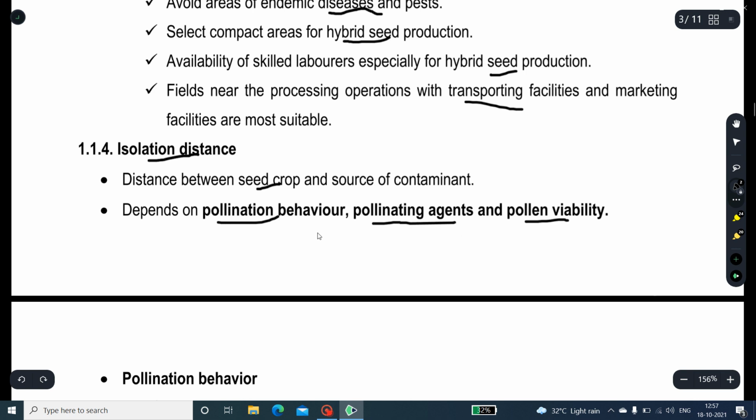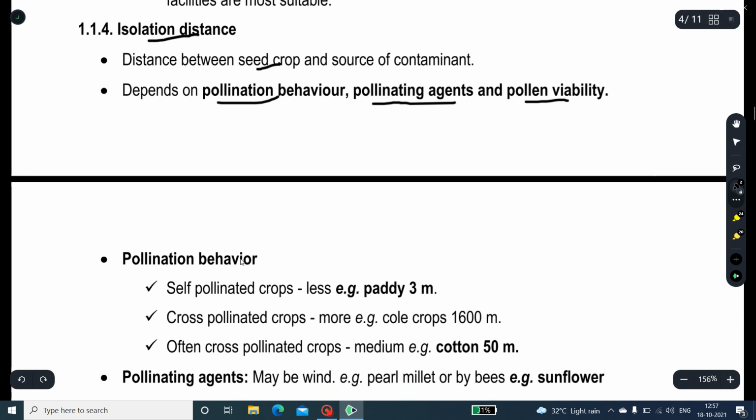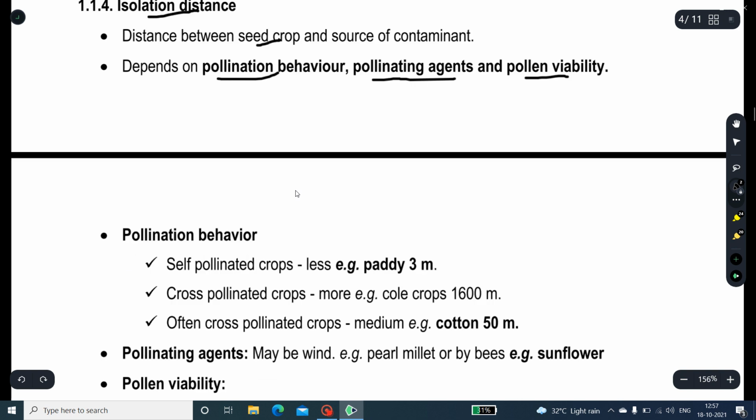Pollination behavior means the crop may be self-pollinated, cross-pollinated or often cross-pollinated. The pollinating agents may be wind, water, air, etc. And pollen availability is the duration of pollen availability, which may vary from crop to crop. First, we'll see the pollination behavior.